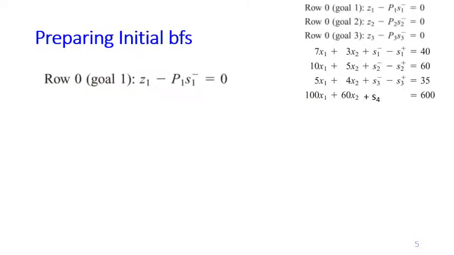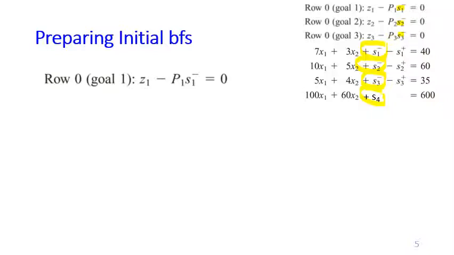Remember that when we are dealing with Simplex, we always need to have a BFS, a basic feasible solution. In this formulation, we can have the BFS with these variables. So S1 minus becomes a basic variable, S2 minus, S3 minus, and S4 minus. We may use them as the basic variables in our BFS. However, it means that we cannot have S1 minus, S2 minus, and S3 minus in row 0.